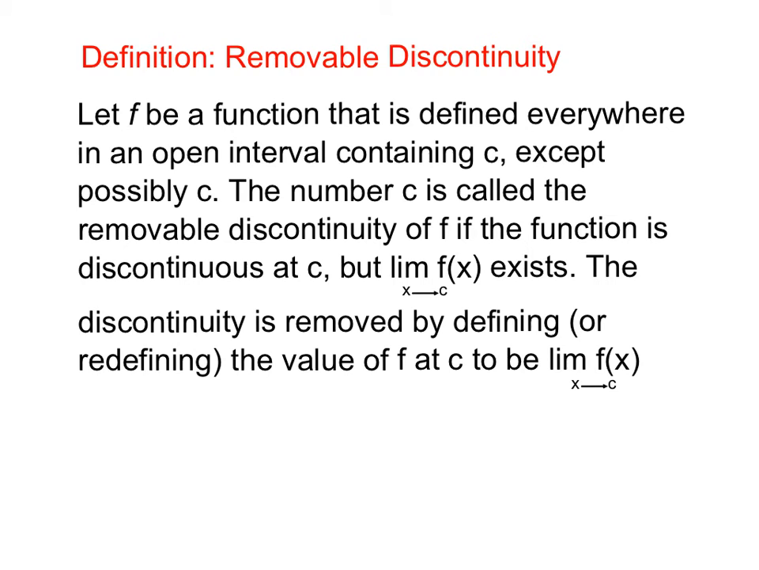All right. Let f be a function that is defined everywhere in an open interval containing c except possibly c. The number c is called a removable discontinuity of f if the function is discontinuous but the limit exists. So that's like that last problem we just talked about. The discontinuity is removed by defining or redefining the value f of c to be the limit.